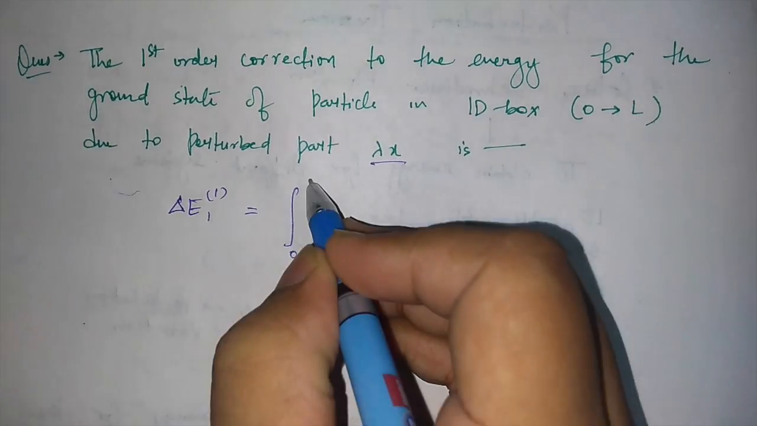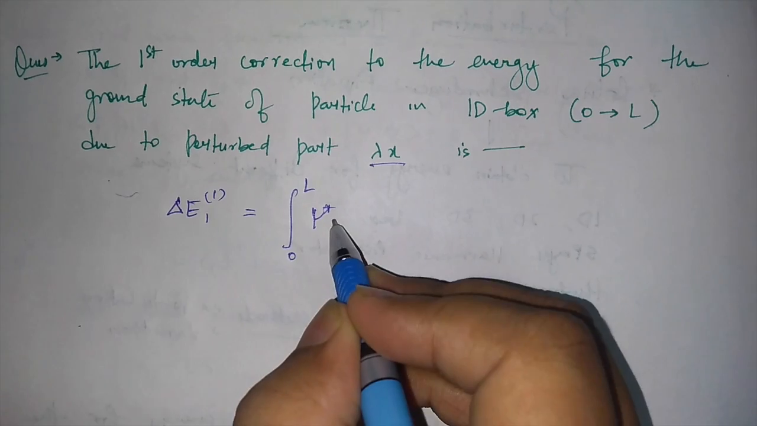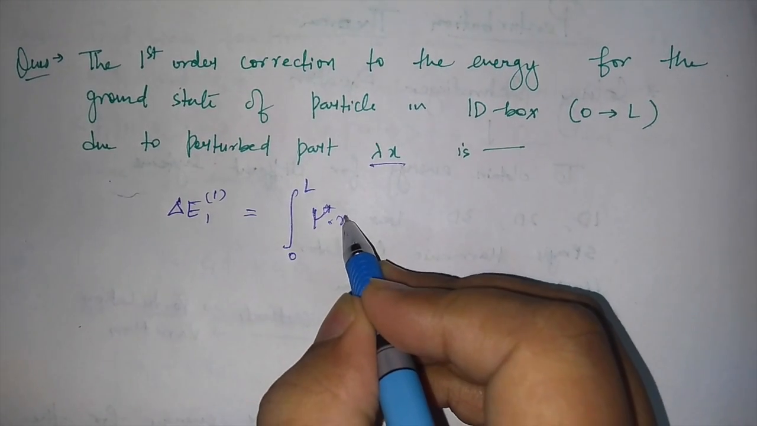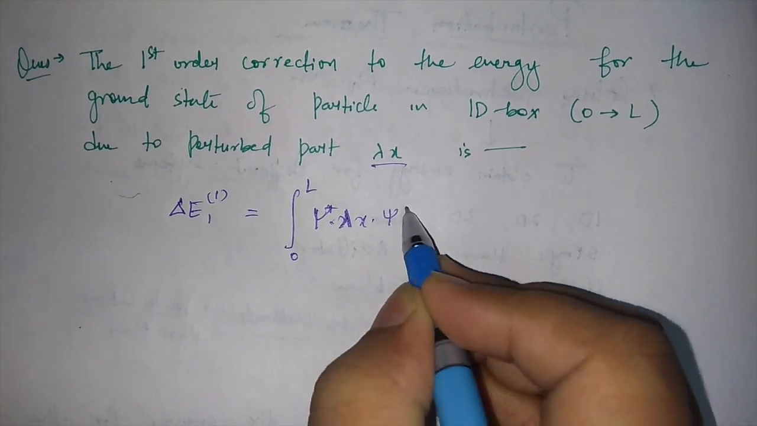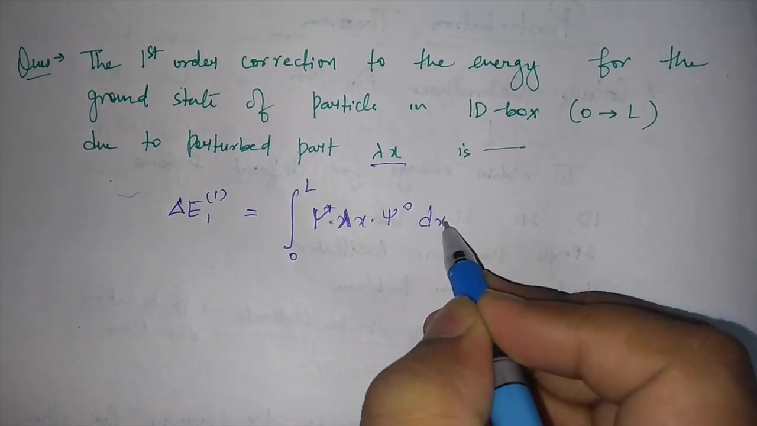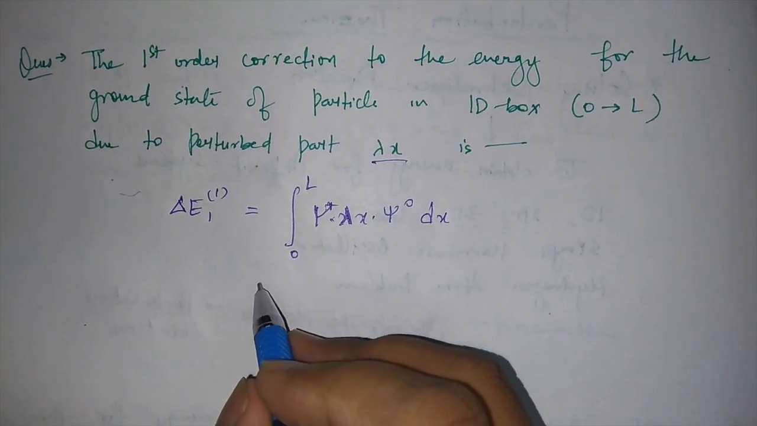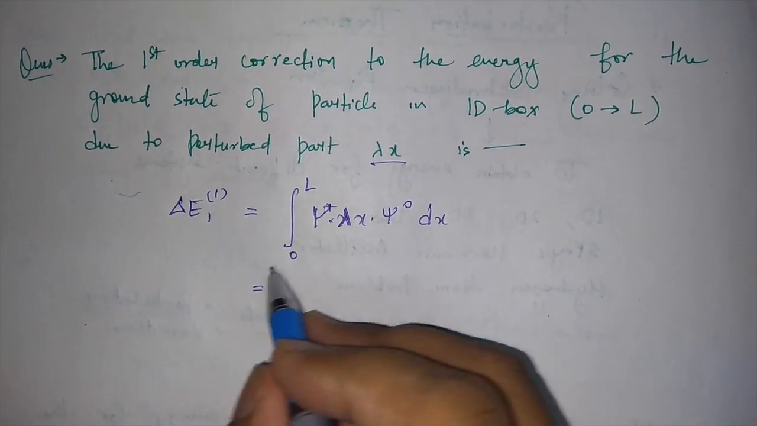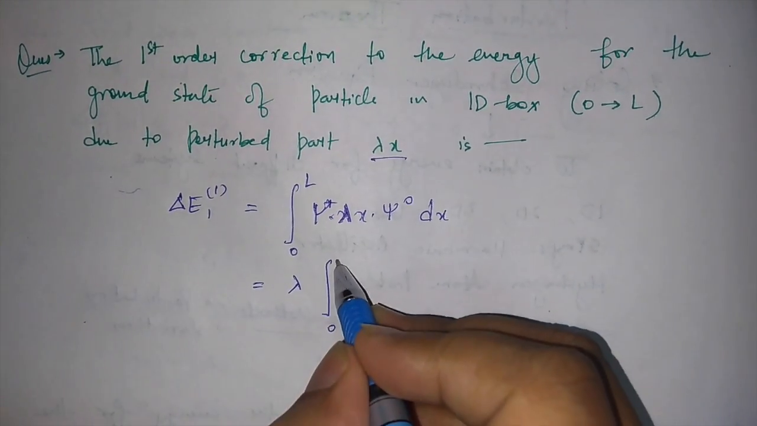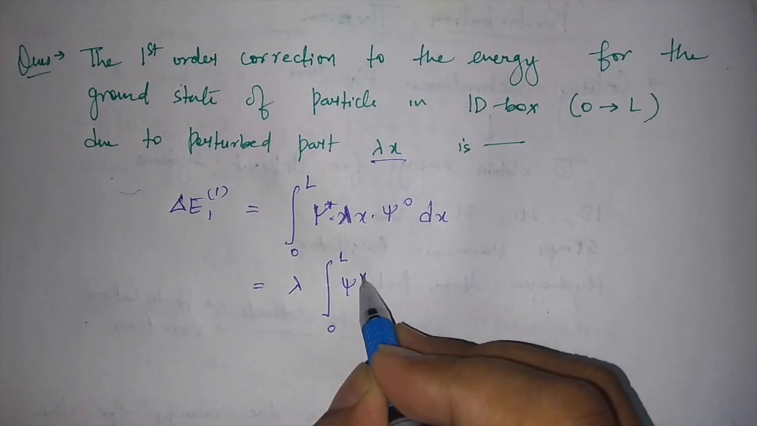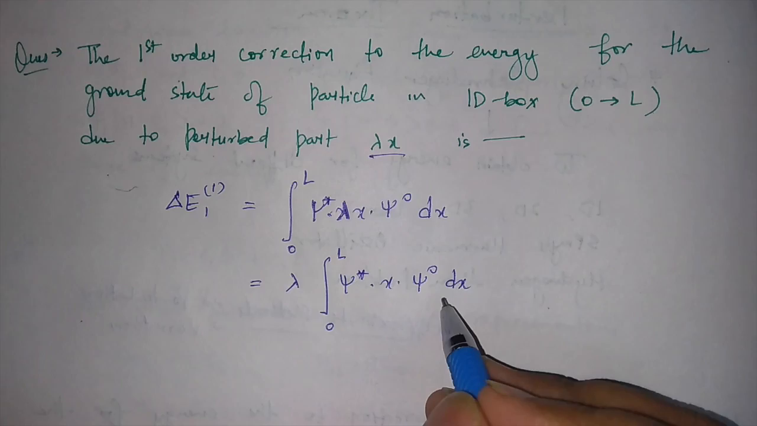It will be equal to the integral from 0 to L, because that's the limit you are given. You have psi star, then the perturbed part, that is lambda x, and then psi naught, and instead of d tau we will be writing dx, because we are doing it in one dimension. Now lambda is a constant, a scalar quantity, so it will come outside. It's lambda times the integral from 0 to L of psi star x psi naught dx. So that's what you will get, right?